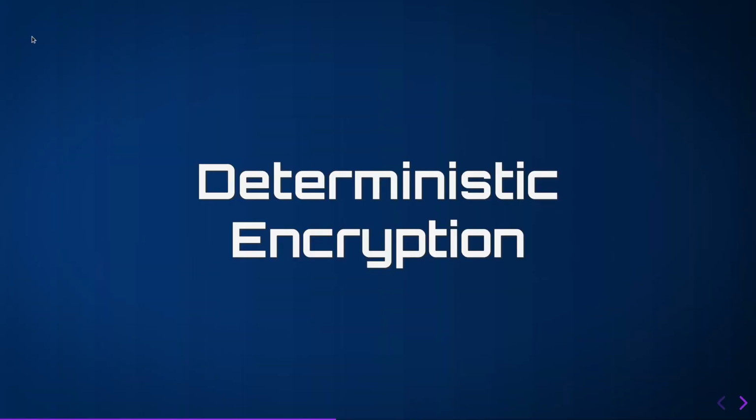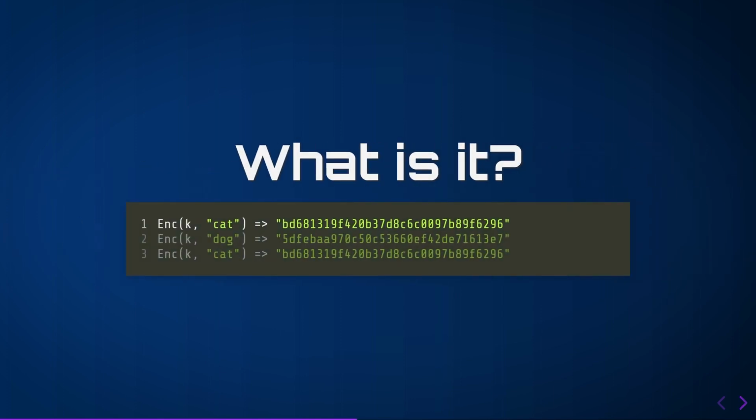All right, so let's look at a third class of encryption. And this is called deterministic encryption. So deterministic encryption is essentially the idea that every time we encrypt a particular value, or a plaintext if you like, with a given key, we'll always get the same result. So in this case, I've got the encryption of cat under the key K. We get that ciphertext. Dog gives me a different one, obviously, but I encrypt cat again and I get the same ciphertext output. And so that's what makes it deterministic. It's always going to be the same output value.